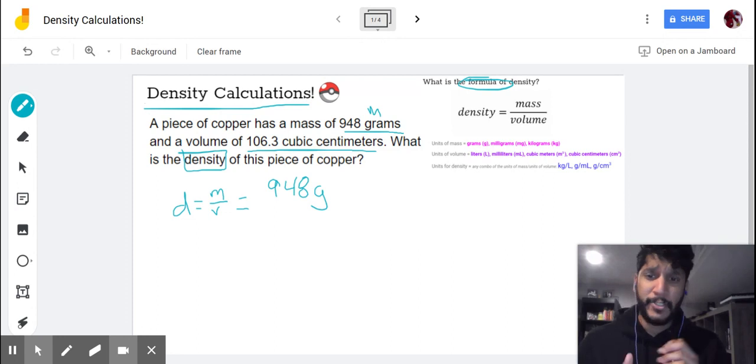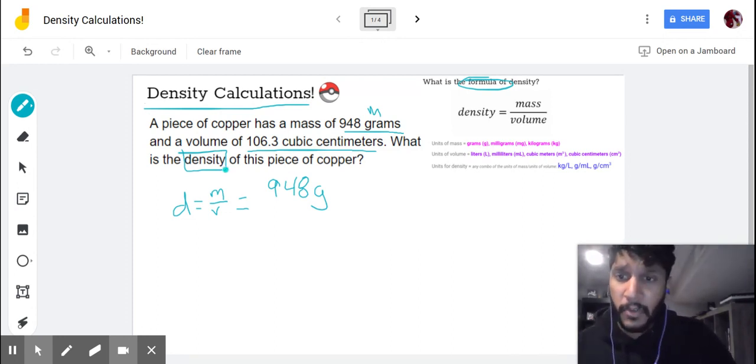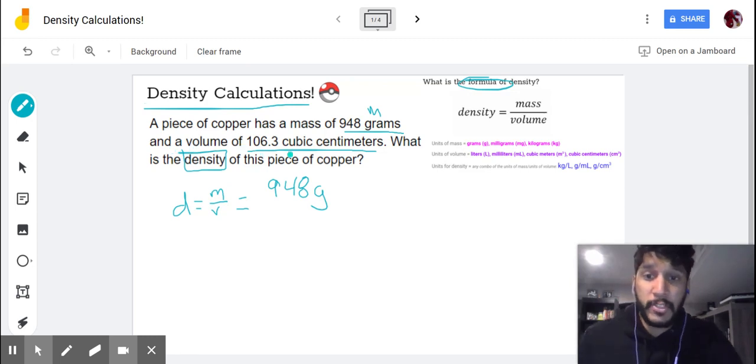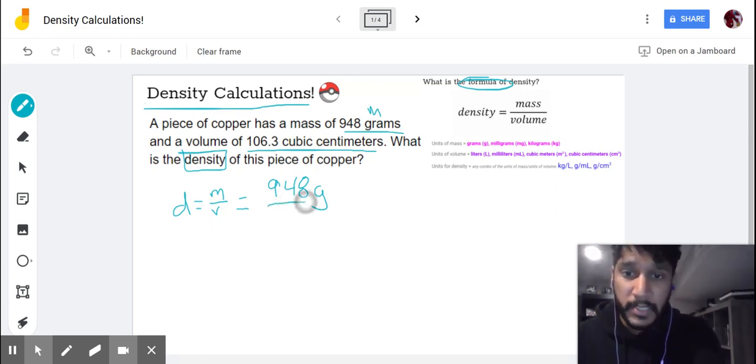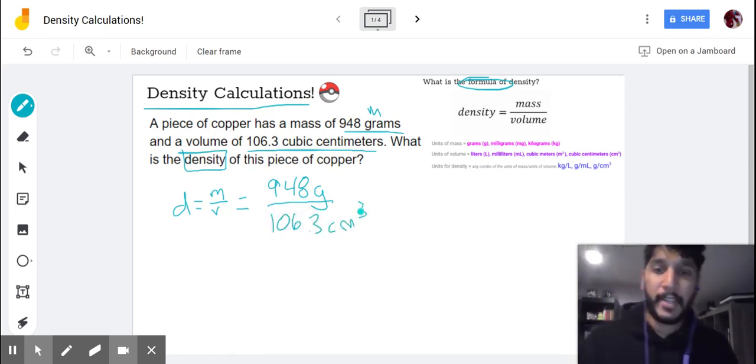All right, next, do we have volume? Do we have that variable? It actually tells us a volume of 106.3 cubic centimeters. Units for volume are cubic meters and cubic centimeters for solids. Our piece of copper is a solid piece, and we have 106.3 cubic centimeters. That's how much space that copper is taking up. So we're left with 948 grams over 106.3 cubic centimeters.